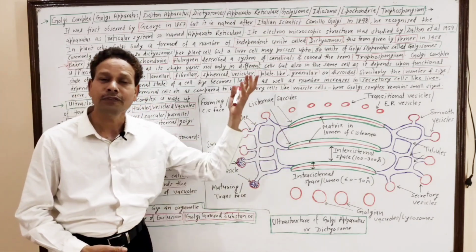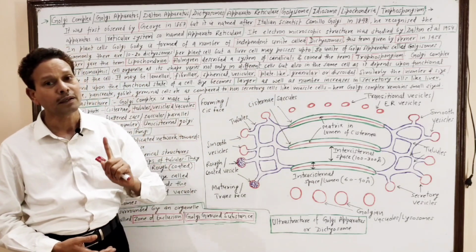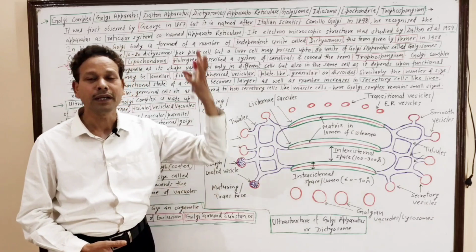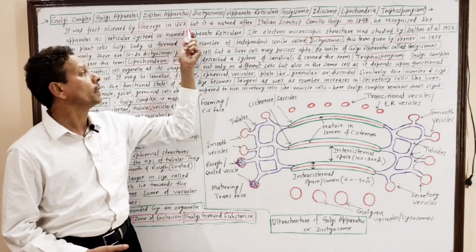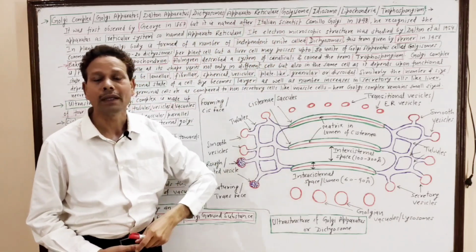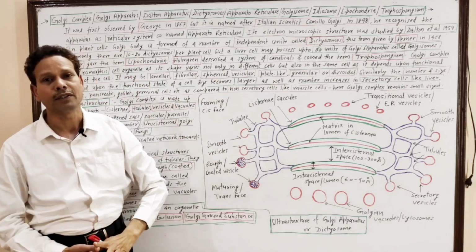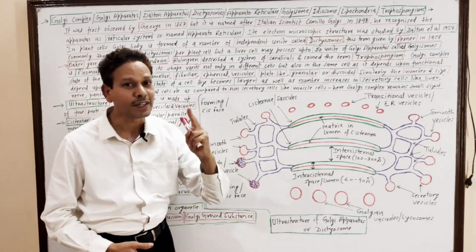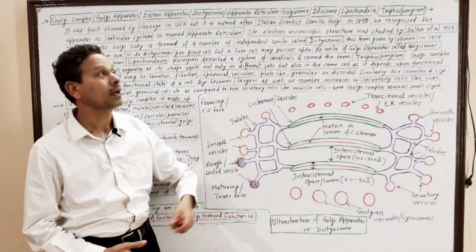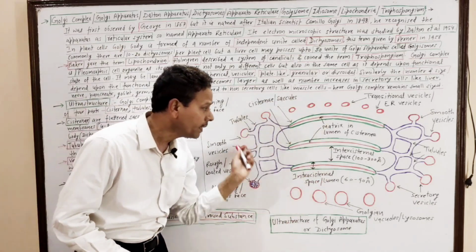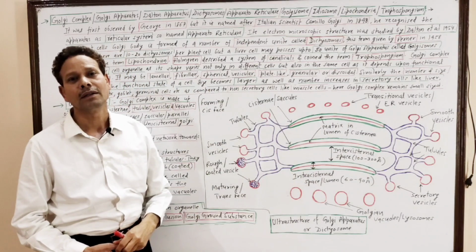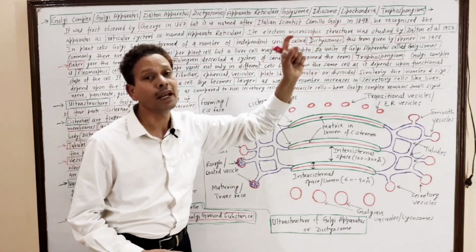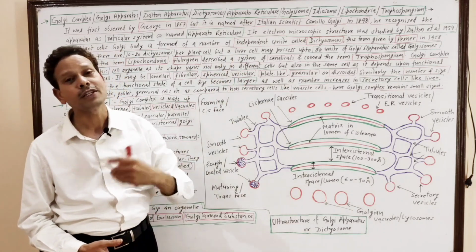This Golgi apparatus was first observed by George in 1867. But this term, Golgi apparatus, is named after Italian scientist Camillo Golgi. And that Camillo Golgi, in 1898, described it as a system of network, a reticular system. That's why it is named apparatoreticular. A network-like structure, a reticular system is there. And this reticular system was recognized by Italian scientist Camillo Golgi in 1898. So it is named Golgi apparatus.